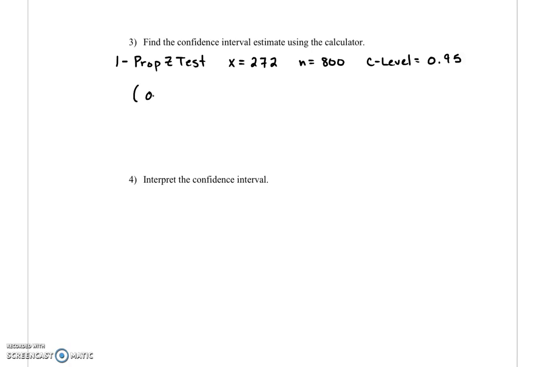So we get 0.307 to 0.373. Now the other way we could write that is to write it out as an inequality. So the lower bound is less than the population proportion, which is less than the upper bound. So what this compound inequality says is the thing in the middle, the population proportion, is sandwiched between the two numbers on either side. So how do we interpret that?